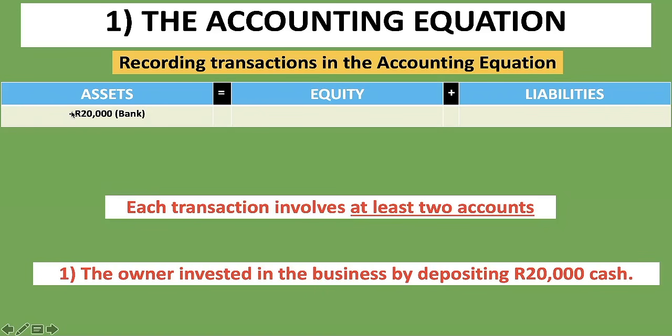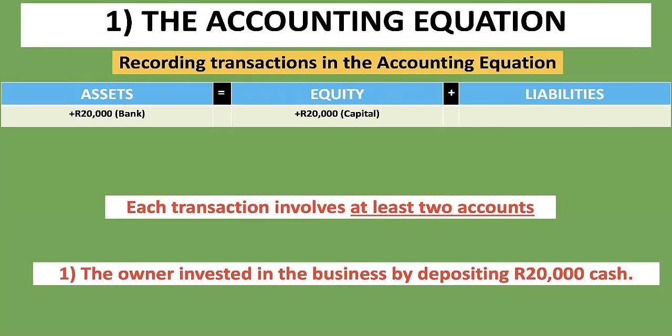Well, because it's increasing the assets of the business. So whenever it's increasing the assets of the business, we put it as a plus. Whenever it's going to be decreasing any of the three elements, then we'll put it as a minus. Now that we've identified the first account and the second one, which is capital, what is capital? Capital is equity. So we're going to put 20,000 Rand under equity and obviously we call it capital.